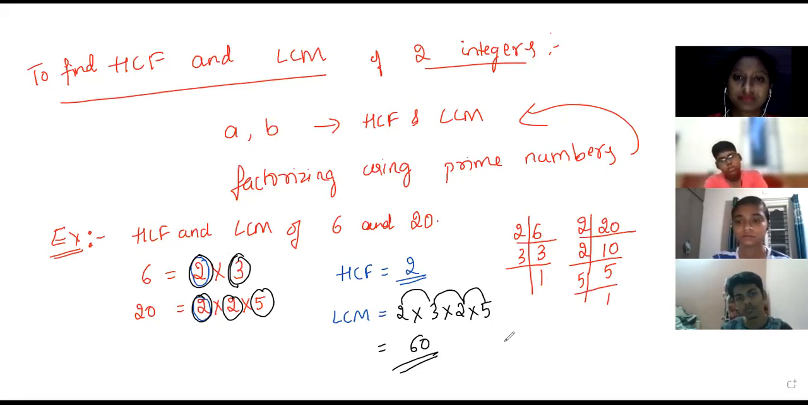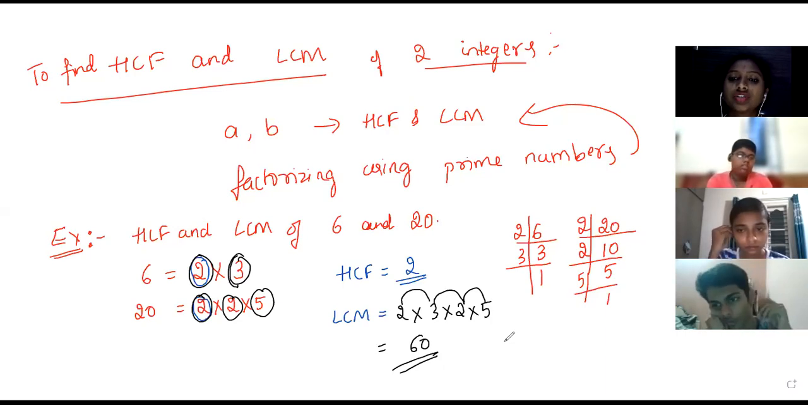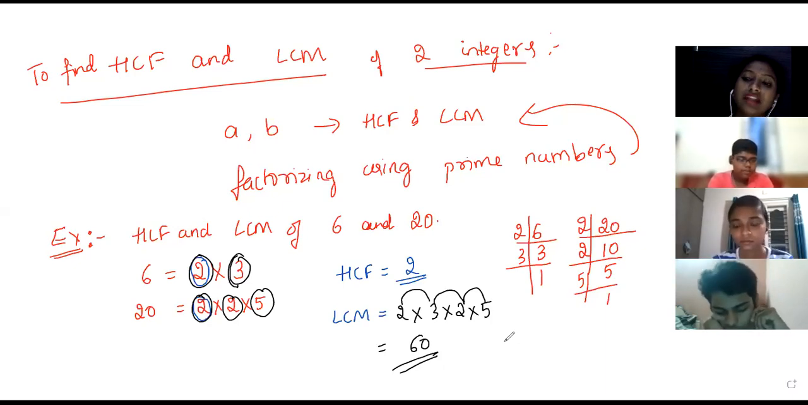Ma'am, should we do 6 and 20 individually, like 2 3s are 6, like that? We should not do it together? You can do it together also, Pawan. But if you do it together, you'll be confused about what factors will go for 6 and what factors will go for 20. So I suggest you do it separately. Find the factors of 6 first, then find the factors for 20 separately, so that you can avoid confusion and mistakes. You can do it together also, not a problem.